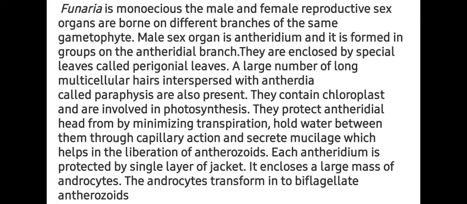Funaria is monoecious, that is male and female reproductive sex organs are born on the different branches of the same gametophyte.